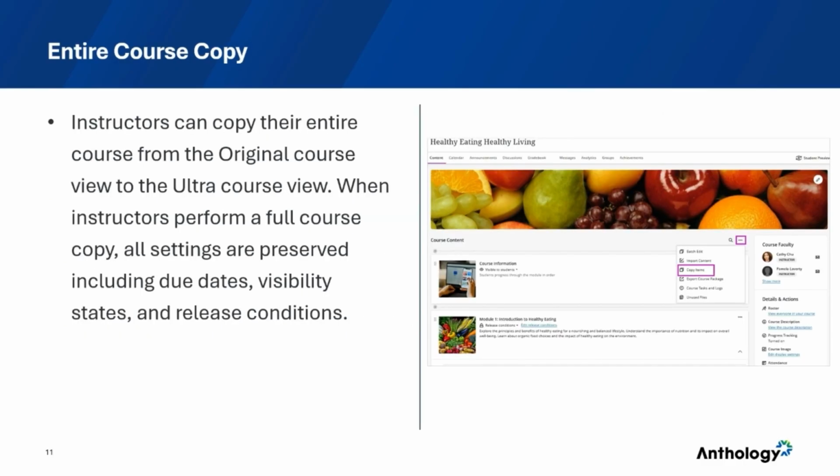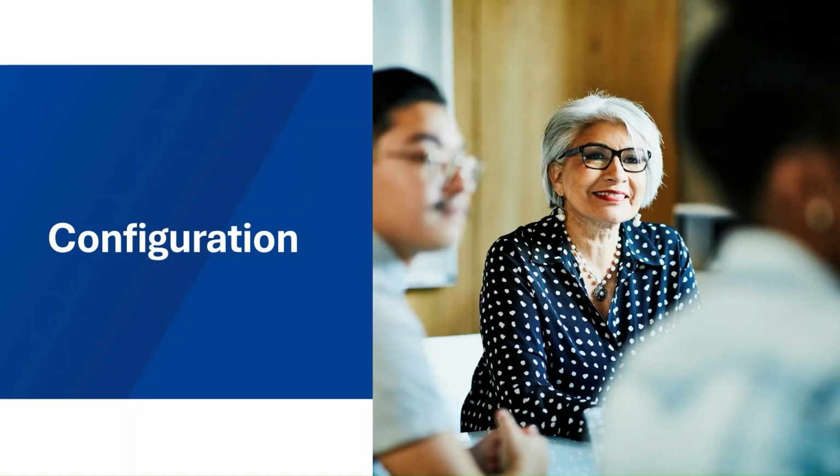Instructors can easily copy their entire course. So maybe they don't want to go item by item, but they already have a reviewed course in Original, and you want to provide this option to them. Instructors can easily do that entire course copy from the Original view to the Ultra view. When they do a full course copy, all settings like due dates, visibility states, and release conditions are preserved. However, they will need to review their course for potential course exceptions and check the exception report to identify any conversion issues. Let's move to some key configuration here.